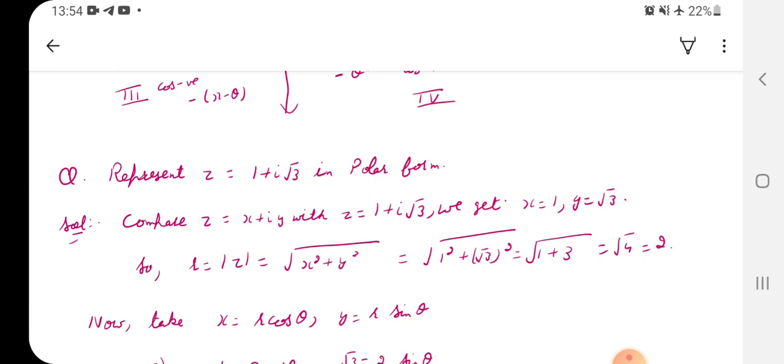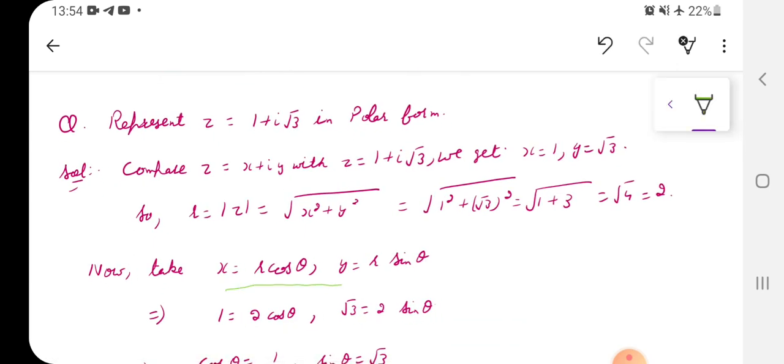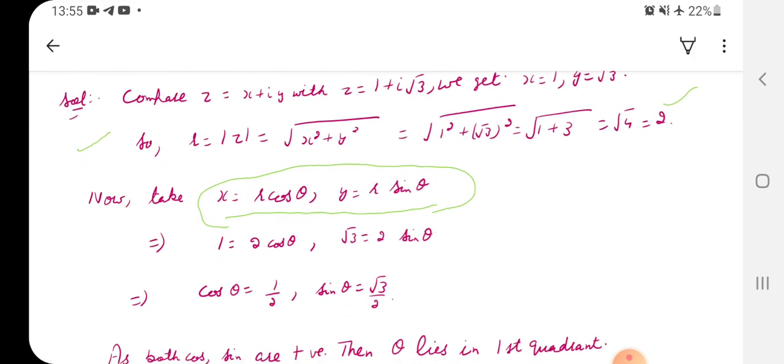Now we need x equals r cos theta and y equals r sin theta. This is our major step. Now first of all, what is r? You all know the modulus of a number. You have x with you, y with you. You can put it, r will be equal to modulus of z equals root of x square plus y square. So it will come as 2. Now the modulus is 2. Now put the value of r there. You can put x, r, y and r. So you will get 1 equals 2 cos theta, root 3 equals 2 sin theta.